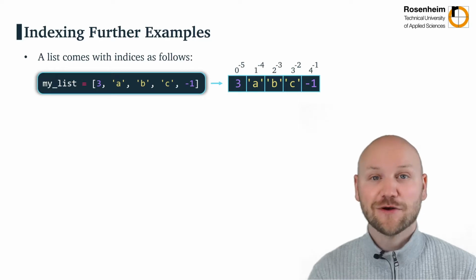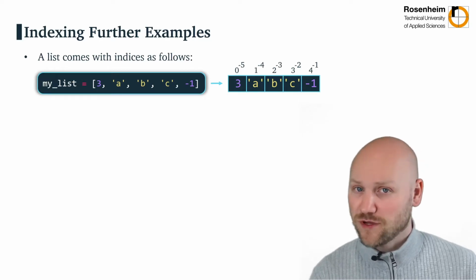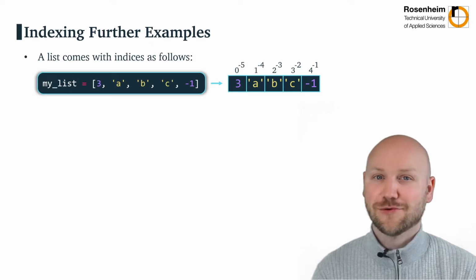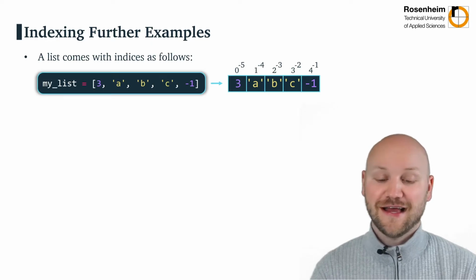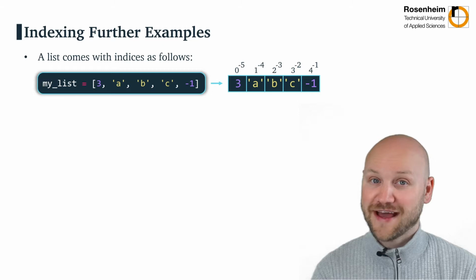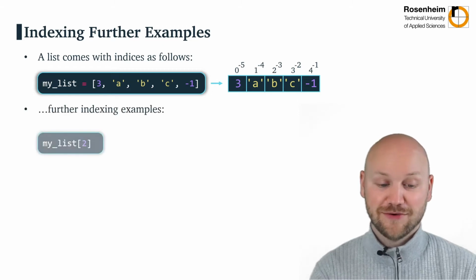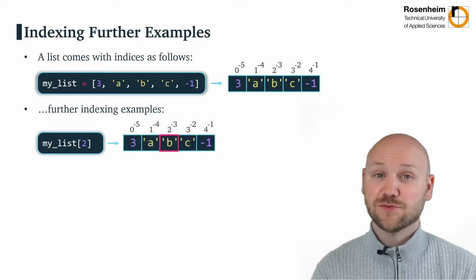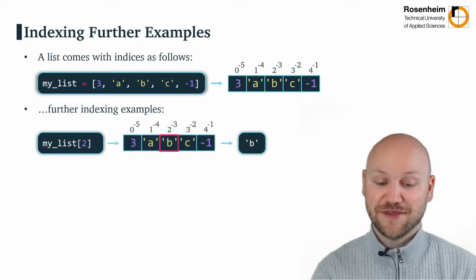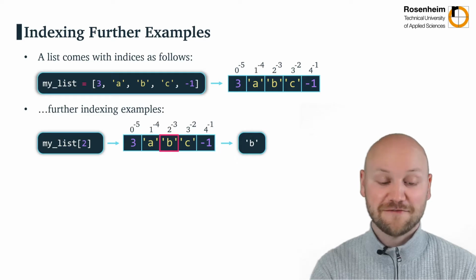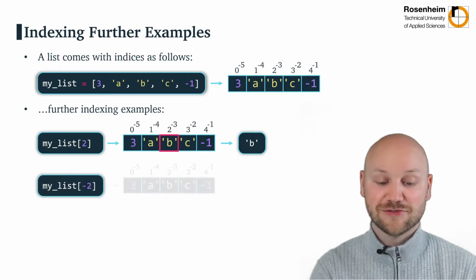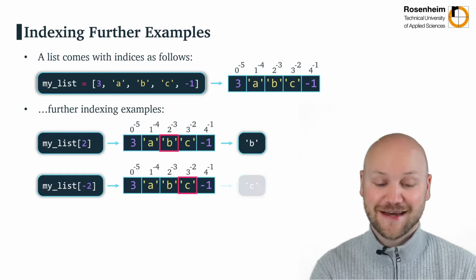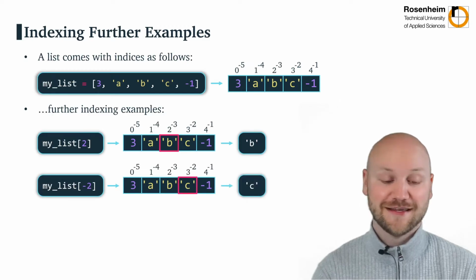So again, this is our list with the indices. We are starting from the left-hand side with 0 when having these positive indices, and we are starting from the right-hand side when having negative indices. So we just saw that my list of 2 is selecting the field with the index 2, leading to the string B returned, because that's the value at the position of the third field from the left-hand side. -2 is leading to the C. We are starting from the right-hand side. We learned about that as well in the last video.